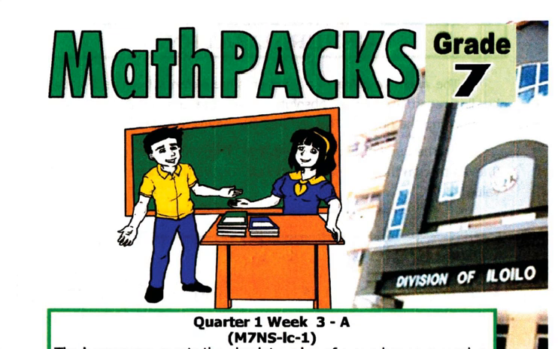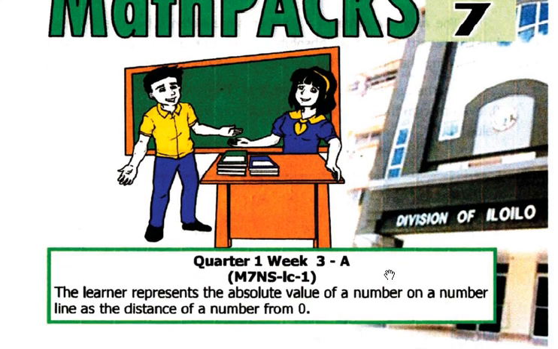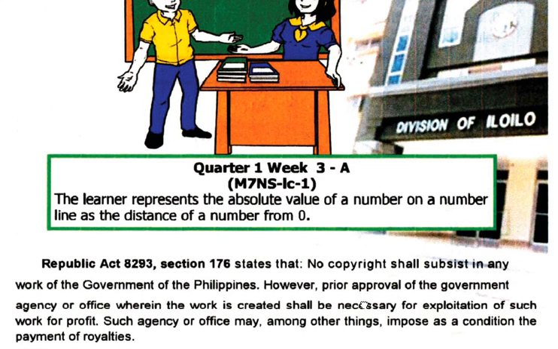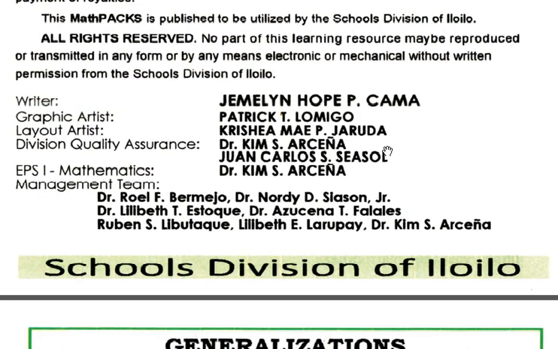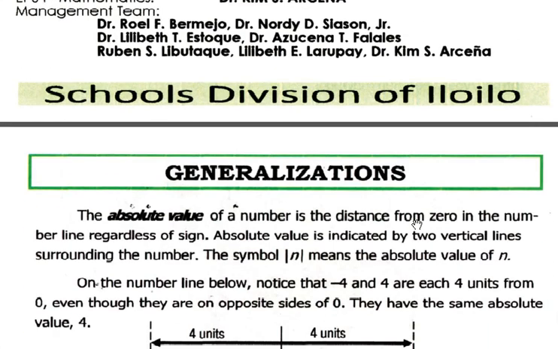3A. The objective of this module is for the learners to represent the absolute value of a number on a real number line as the distance of the number from 0. Let's get started. Let's go over the generalizations.